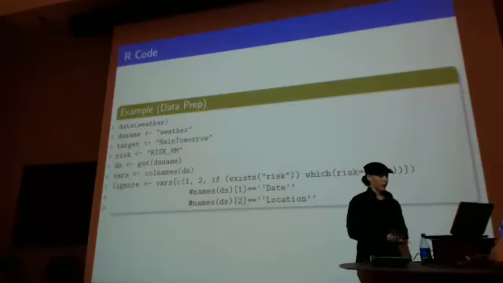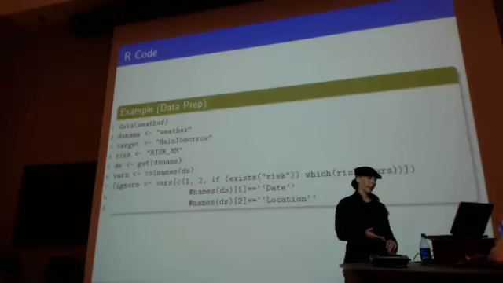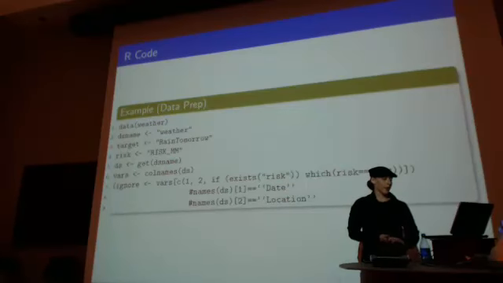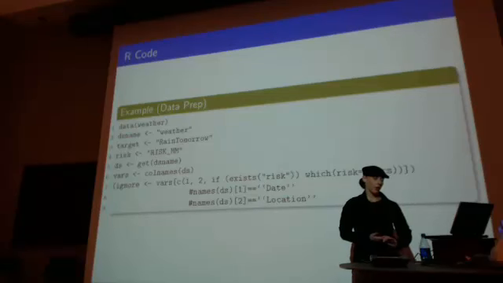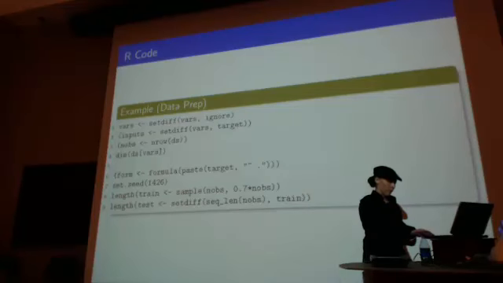And so, some basic data prep. We have the weather data. We set the target variable to rain tomorrow, because that's our variable of interest. And for our variables, we're going to ignore date, location, and risk. So we set the difference there.